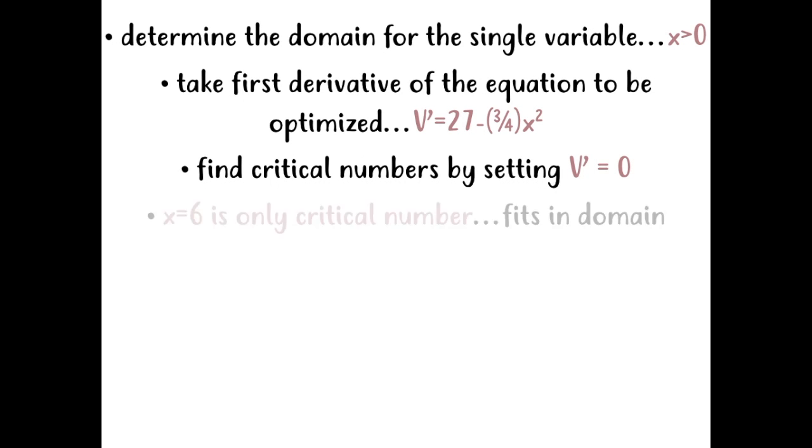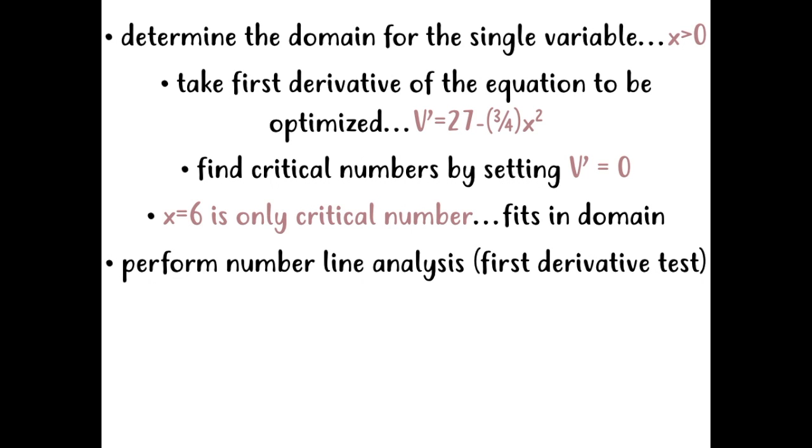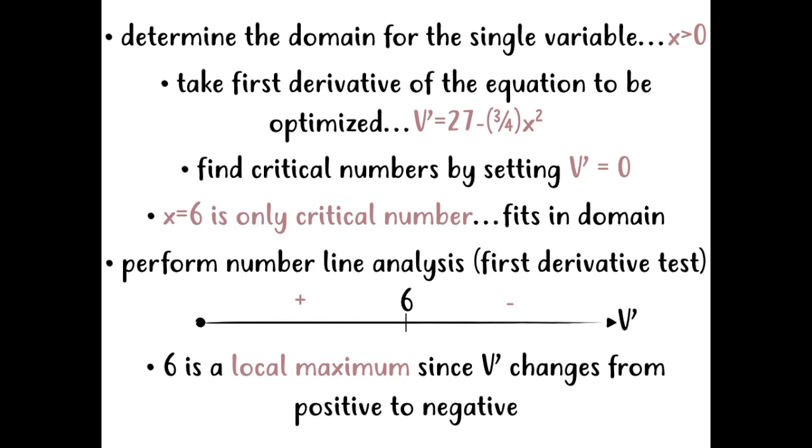When we do this, x equals 6 is the only critical number we can have, because it's the only one that will fit in our domain. Now we can perform the number line analysis to verify our relative extrema. When we do this, any values plugged into our first derivative are going to be positive when they're less than 6. However, they're going to be negative if you plug any value greater than 6. Because of this, 6 is a local maximum since v prime changes from positive to negative.